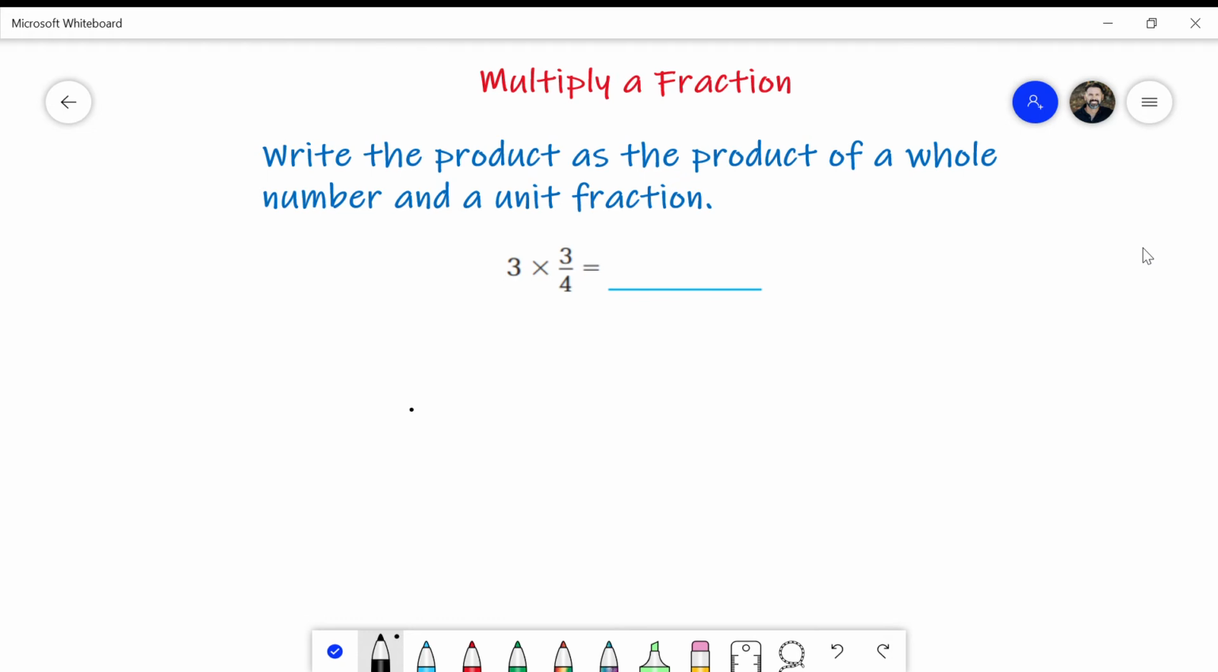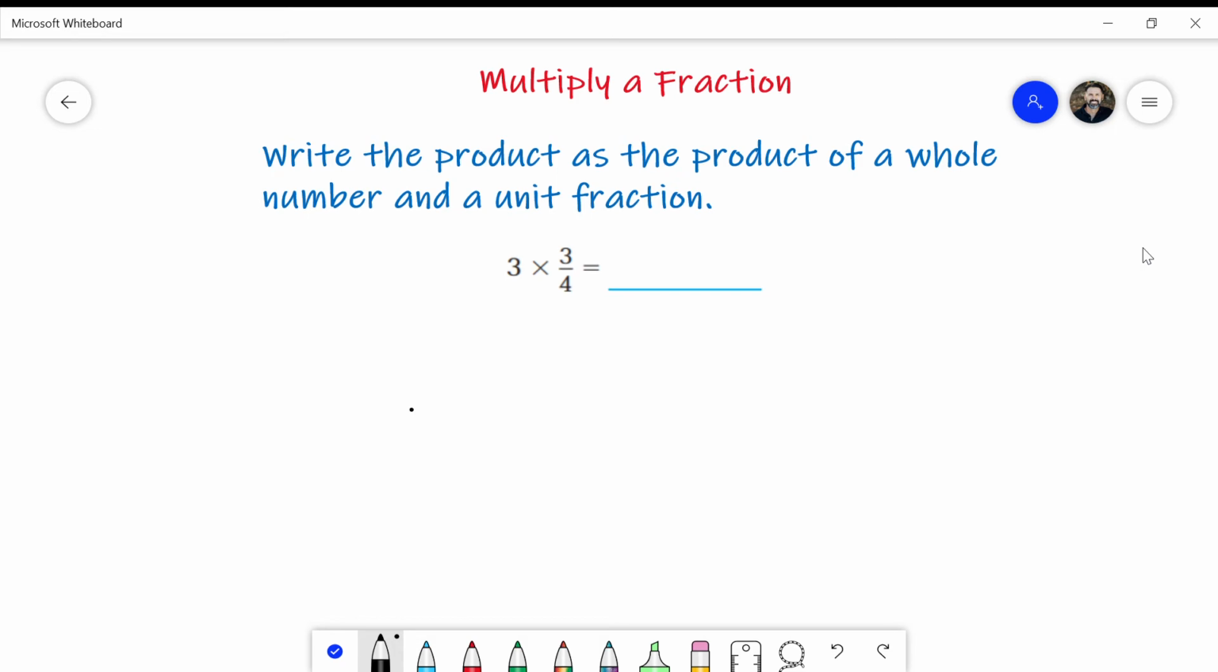This video is part two of a series that we're looking at when we're talking about multiplying a fraction. Just as a review, when we're talking about multiplication, it's just repeated addition, right? We're adding the same number over and over again, and so that's how it becomes a multiplication problem. You're just doing repeated addition.